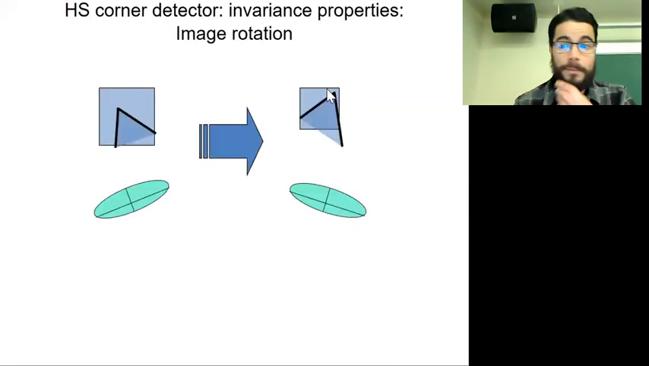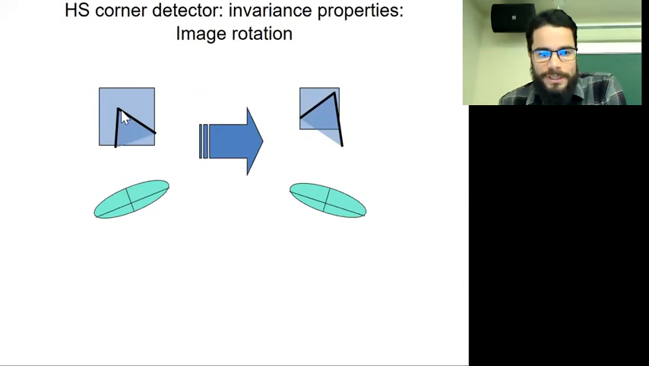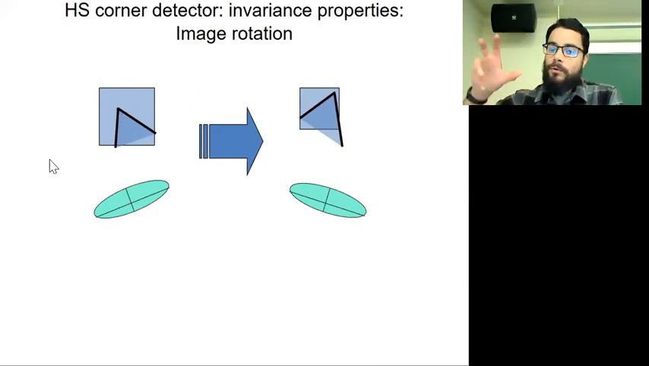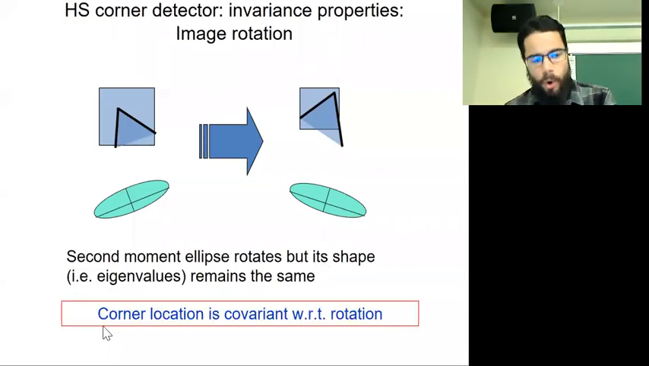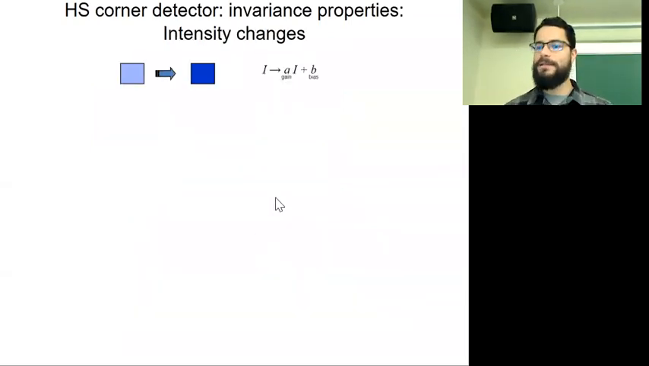Very good. What about image rotation? If we rotate the image, this is how the ellipse showing the error is going to look like. The second moment ellipse rotates, but its shape, meaning its eigenvalues, remains the same. So we are looking at exactly the same corners with just a different position. So corner location is covariant with respect to rotation, okay? Very good, now intensity changes.